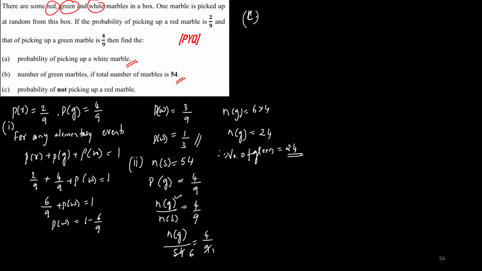Now see the third sub question, that is C. Probability of not picking up the red marble. The probability of getting a red marble is 2 by 9. The probability of not getting a red marble is a complementary event. So 1 minus 2 by 9, that is 9 minus 2 by 9, equal to 7 by 9. That is the probability of not picking up the red marble.